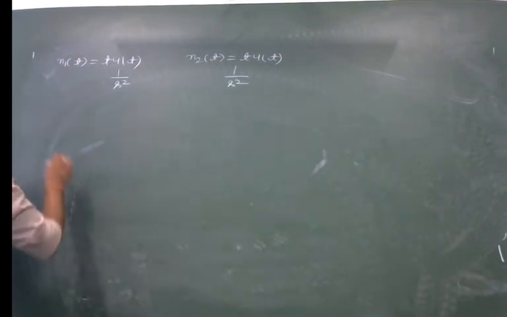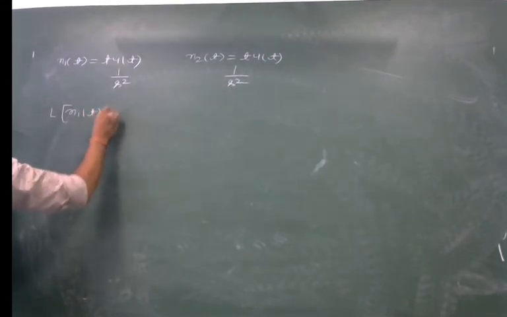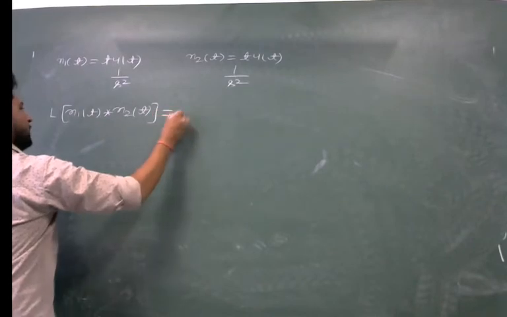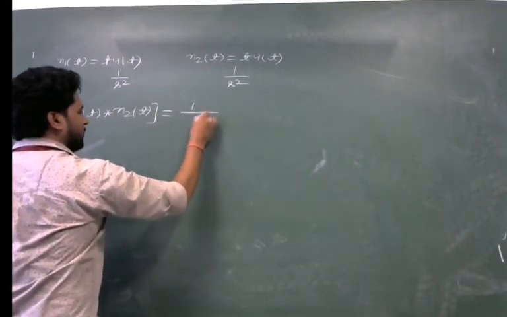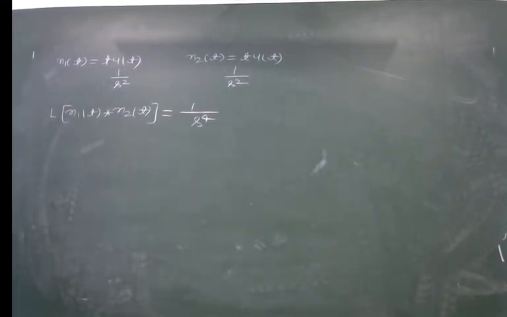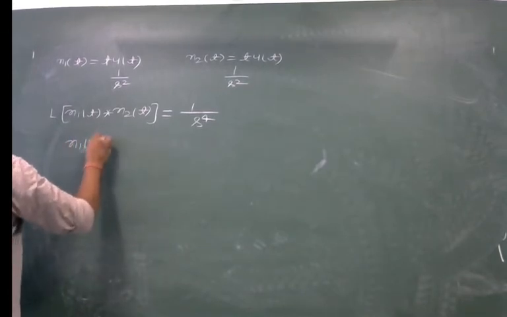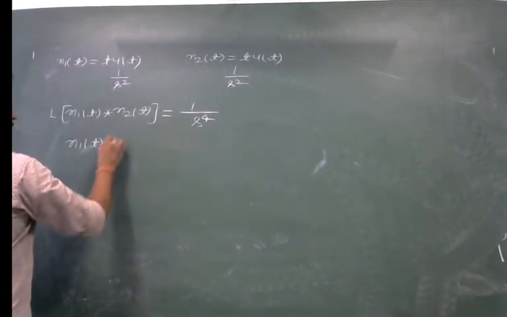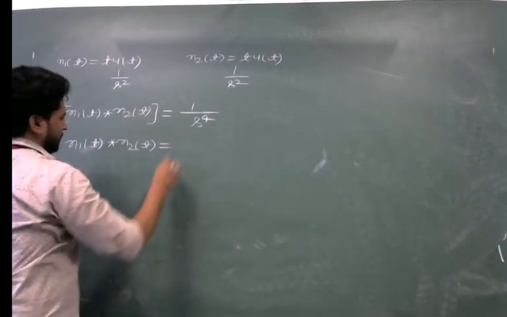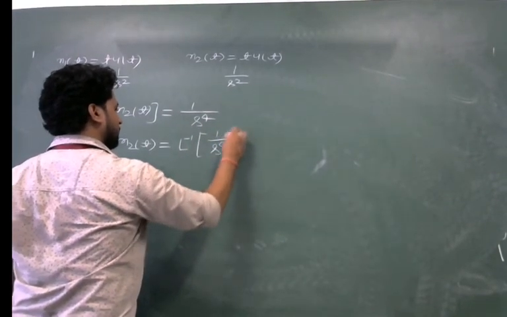So the convolution of x1(t) and x2(t) has Laplace transform equal to 1 by s power 4. These two will be multiplied. 1 upon s square into 1 upon s square will become 1 upon s power 4, and x1(t) convolution with x2(t) will be equal to Laplace inverse of 1 upon s power 4.